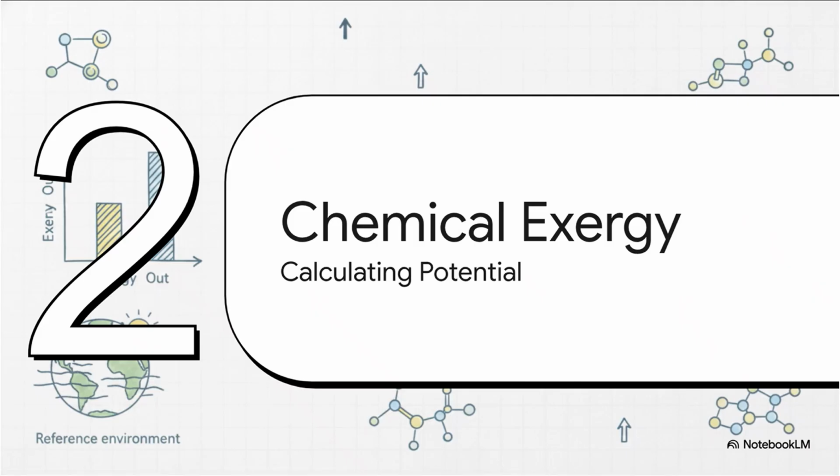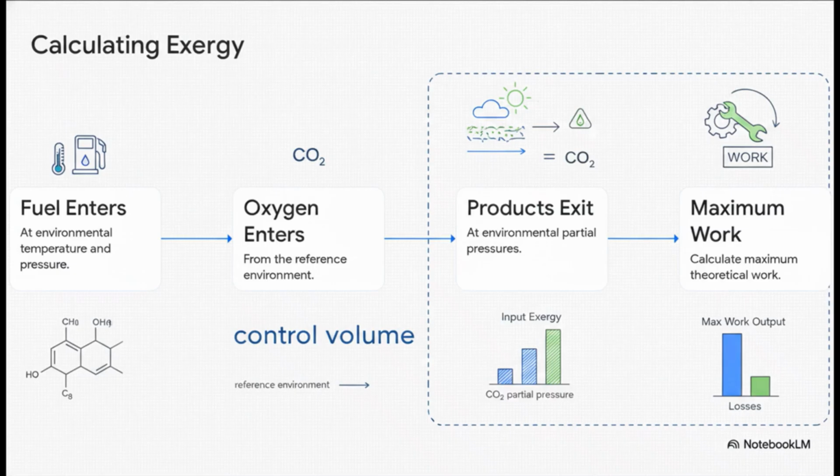Now let's move on to part number 4. So there's a mistake on this slide. It's actually part number 4, and we'll talk about calculating the chemical exergy. So chemical exergy is the maximum theoretical work a system can perform as it goes from its current state to perfect equilibrium with that reference environment.